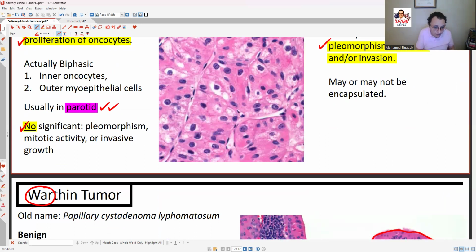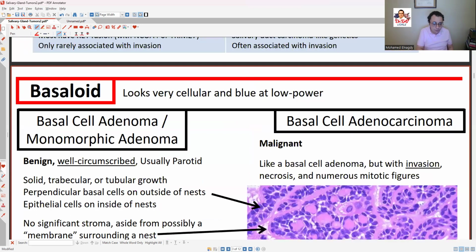So now we'll move on to the basaloid pattern.